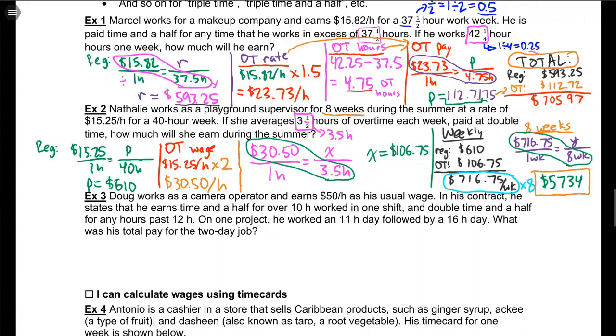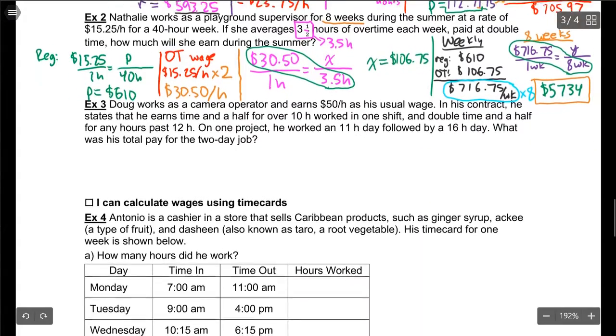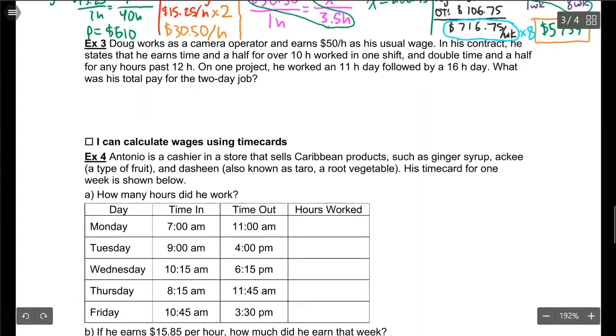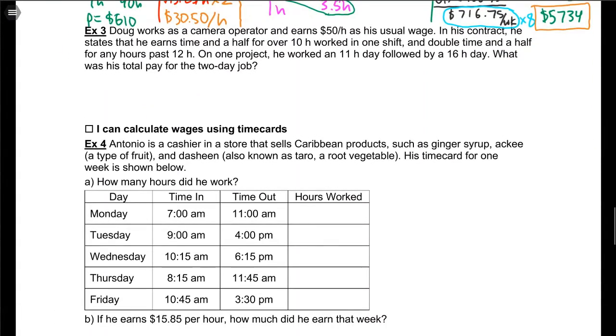Fabulous. Okay, let's try the one example to rule them all. Yeah, this one's a tough one. I'm looking forward to it. I think this is a fun question. I actually know someone named Doug who's a camera operator, and his contract actually does work like this. So these numbers are going to seem ridiculous, but some people actually literally earn this, and it's kind of crazy.